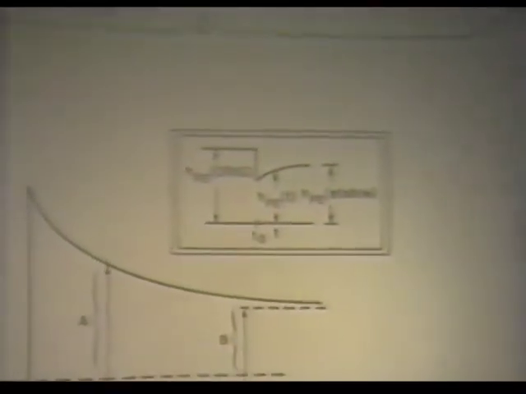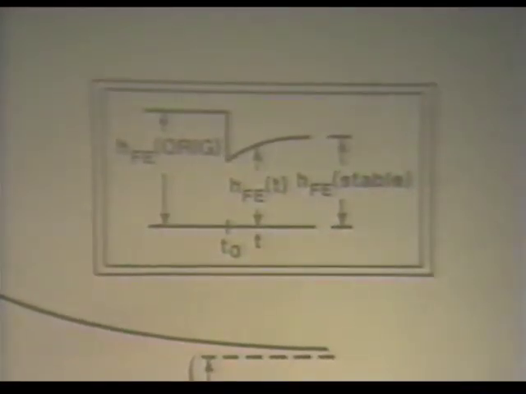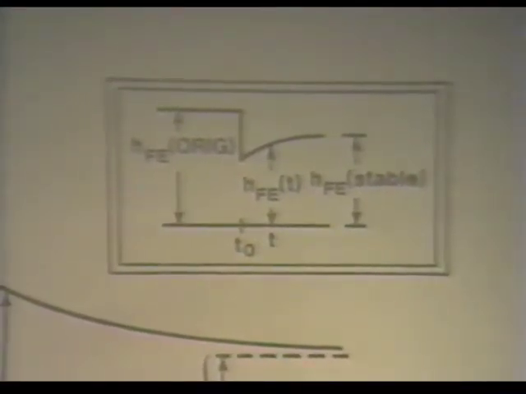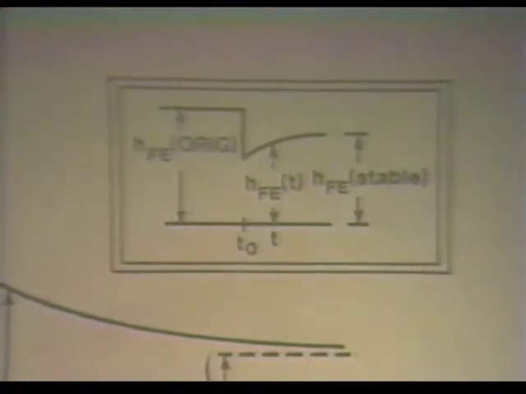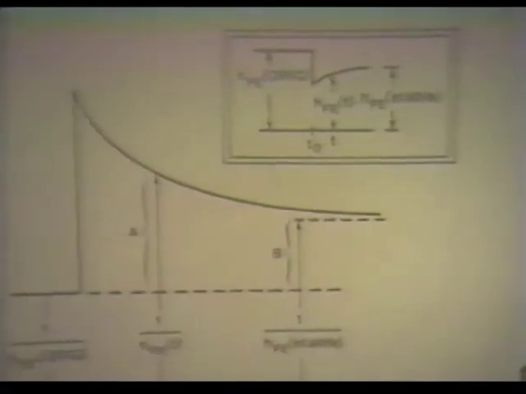You know, your HFE goes something like that and comes back up. 1 over HFE goes like this. So we have to measure that in radiation effects on these devices. So this is what we call early time or rapid annealing. And there are several things that affect that in the bipolars.